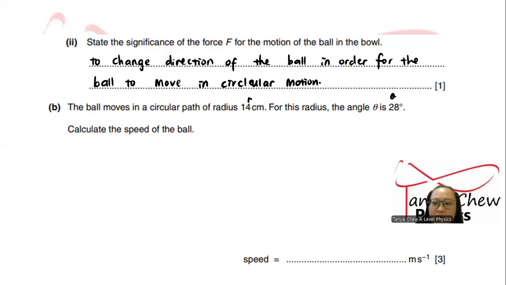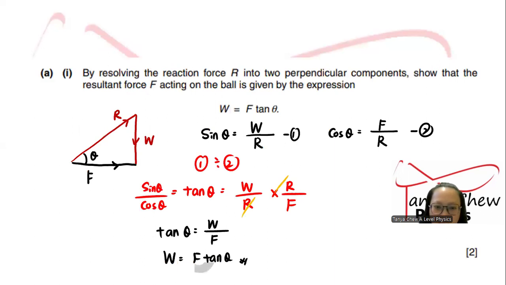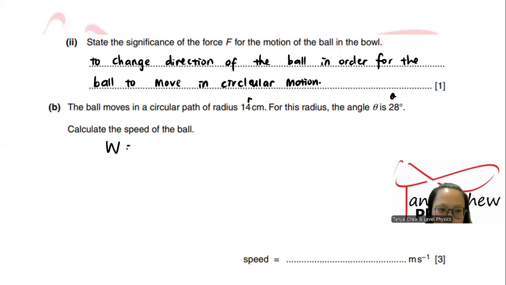3 marks meaning to say that the equation itself is not easy. I am going to use the one that we have proven just now, right? So I'm going to use this. W is equal to F tangent theta. So I'm going to copy this back. And I know that this resultant force is called centripetal force, F. To find the speed, there are two equations of centripetal force. One is mv squared over r. The other one is m r omega squared. But I'm going to use mv squared over r because the question asked me to find the speed of the ball. So I'm going to sub it in.